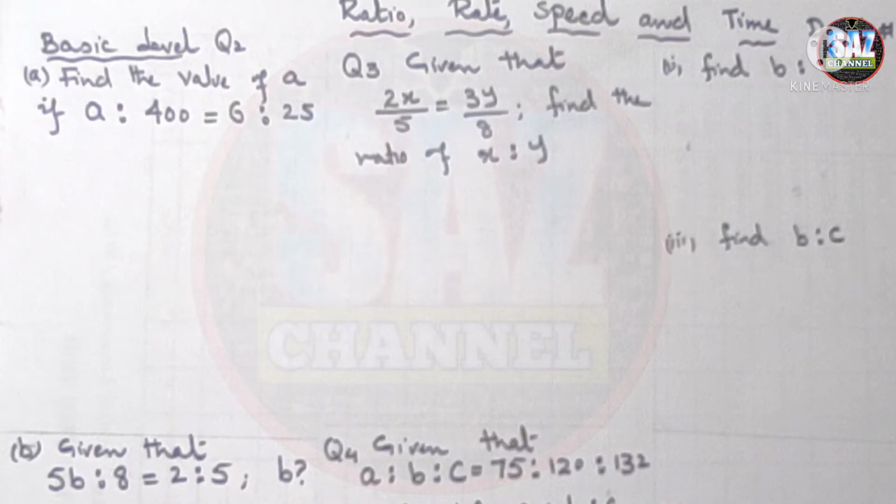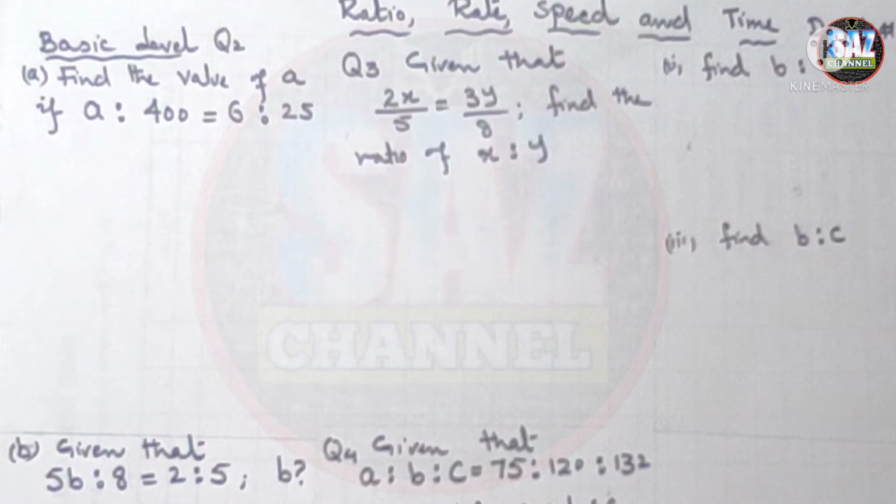This is my third lesson of D1 chapter number 9, exercise 9A, that is about ratio, speed and time. In this class, students will be learning and discussing question number 2, basic level. And let me read the question from the book.